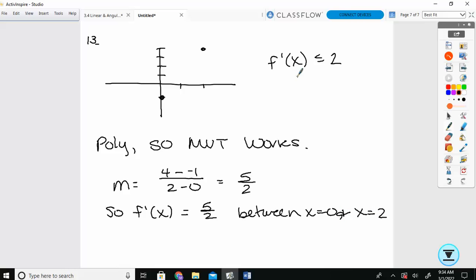So is it possible that the derivative is always smaller than 2? No. It has to equal 2.5 somewhere, so it can't always be smaller than 2. This was really just getting you to think back to your mean value theorem. I think this was maybe a bonus question on one of the quizzes that we did.